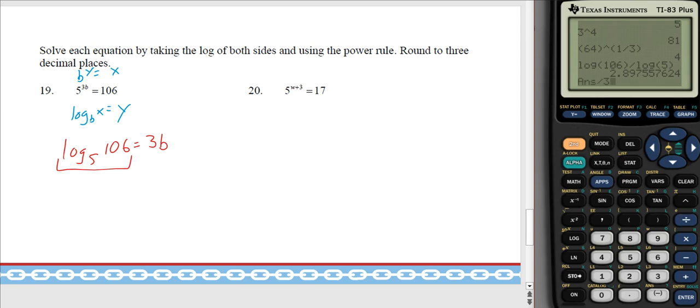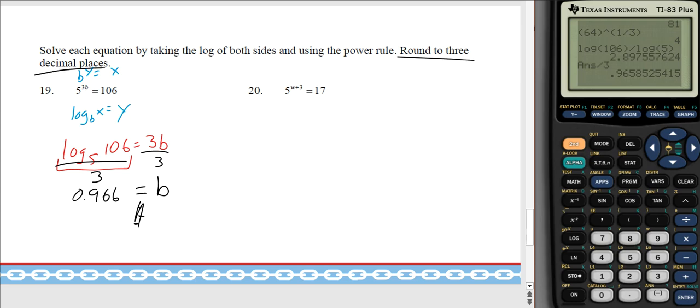So to close it out then, I am going to divide both sides by 3. And I'm just going to do that all right in the calculator, why I put 3 lines there, right? And I get 0.966 rounded to 3 decimal places as told in the instructions.